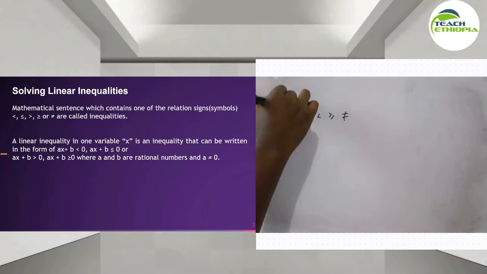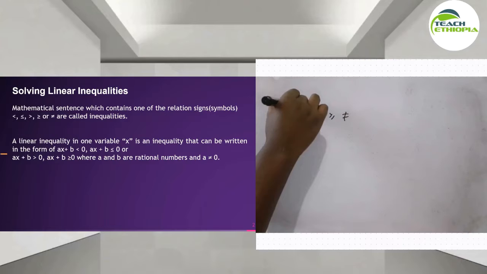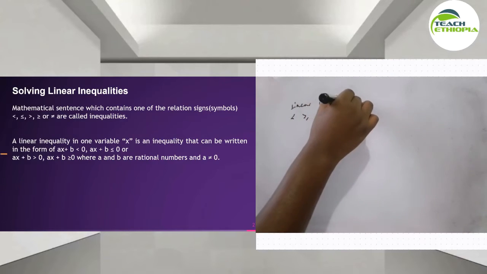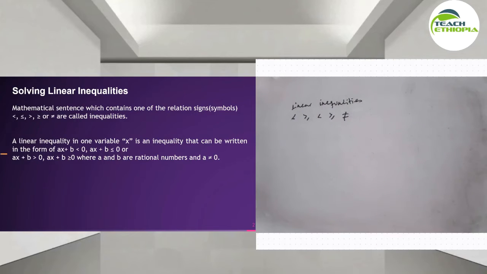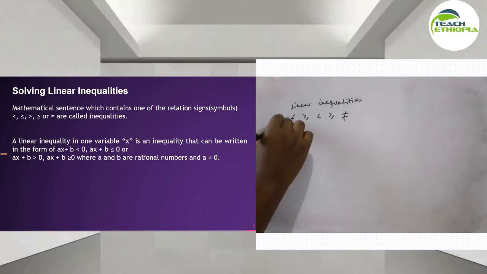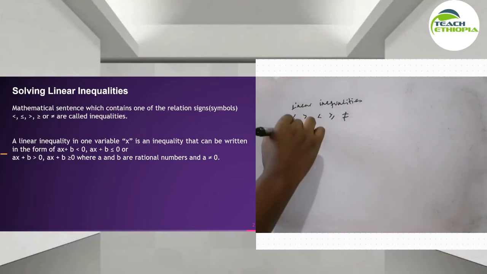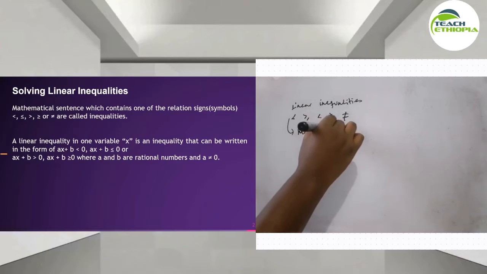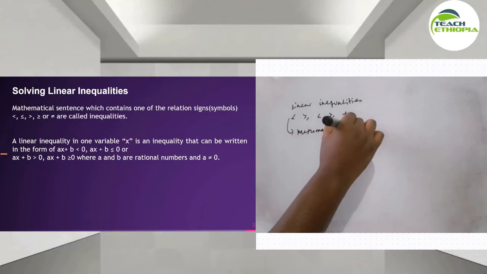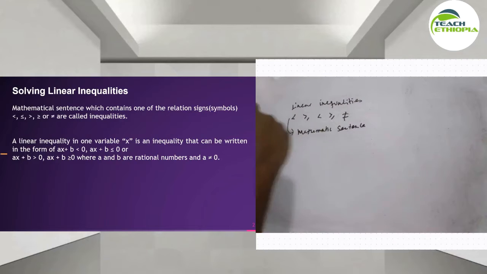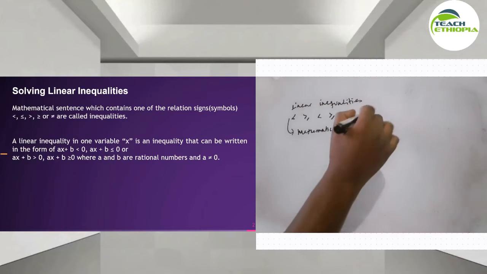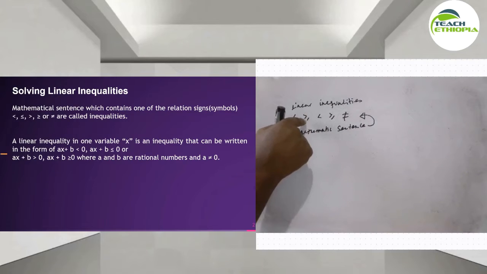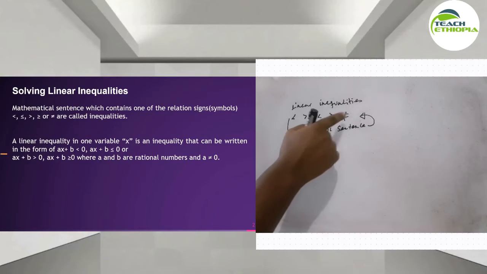This is linear inequalities. So linear inequalities ምንድን ነው ስንል linear inequalities are mathematical sentences which contain one of the signs, okay? Contains one of the signs: either less than, greater than, less than or equals to, greater than or equals to, or not equals to.